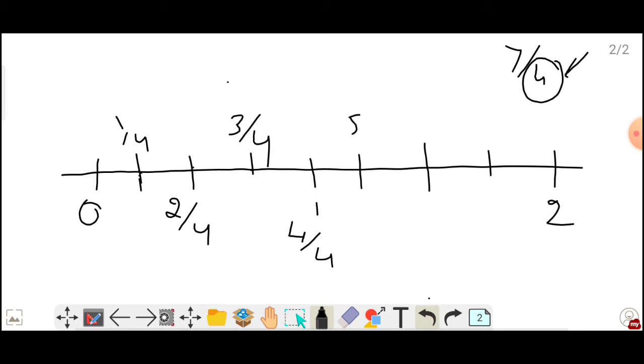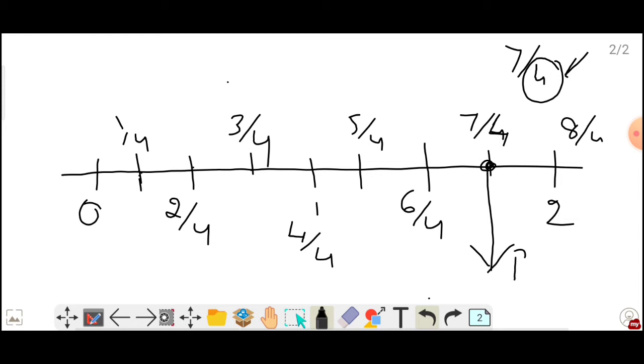Next one is 5 by 4. This one is 6 by 4. This one is 7 by 4. Last one is 8 by 4. Now we need to represent 7 by 4. Where are we observing 7 by 4? In this point. Mark this point as P. P point is the representation of 7 upon 4. It is your answer.